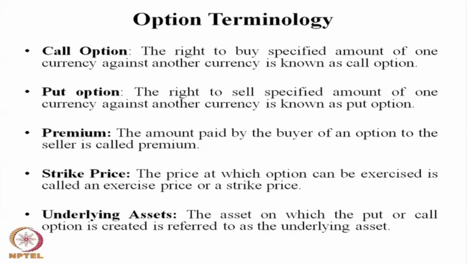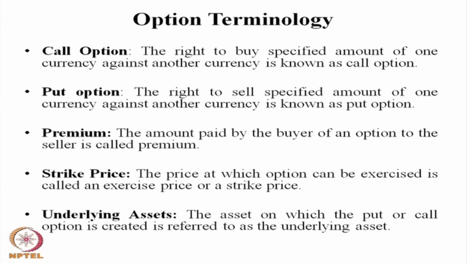Another terminology is the strike price, at which rate you are buying the options. Strike price is the price at which the option can be exercised, at which rate you are exercising the options. That is called the strike price. If at 52 rupees after 1 month the dollar option is exercised, then its strike price is 52 rupees.